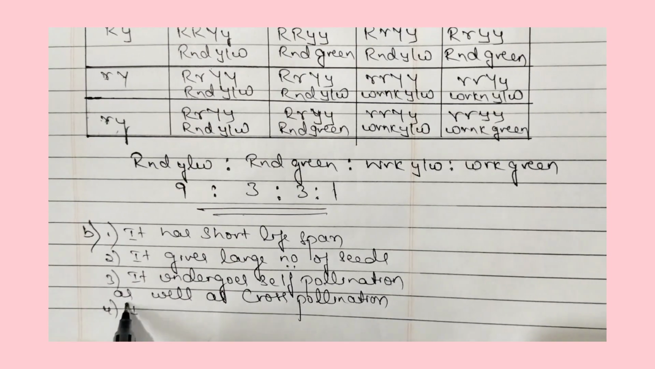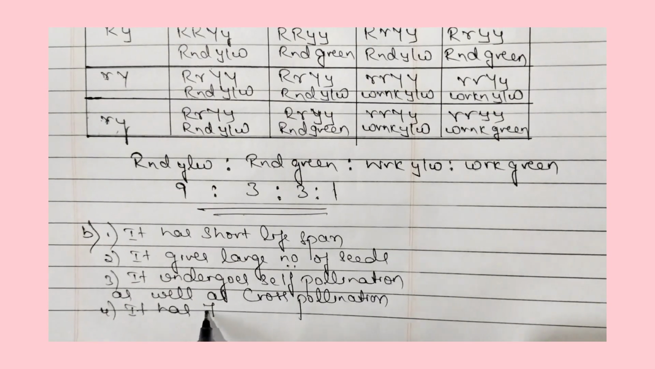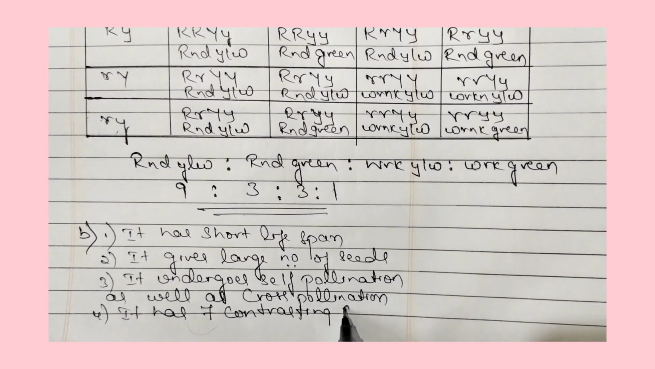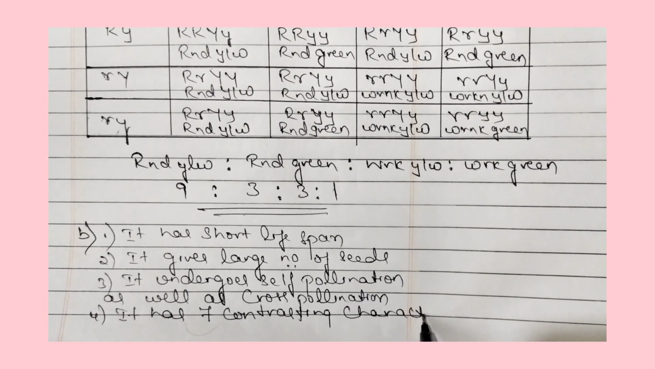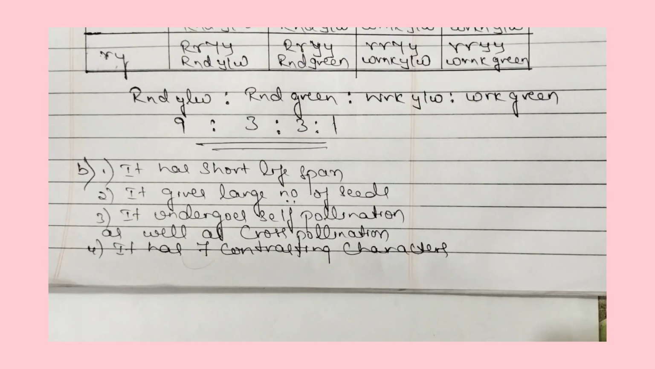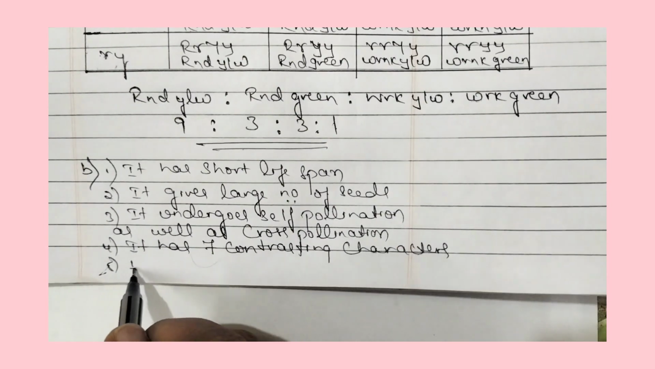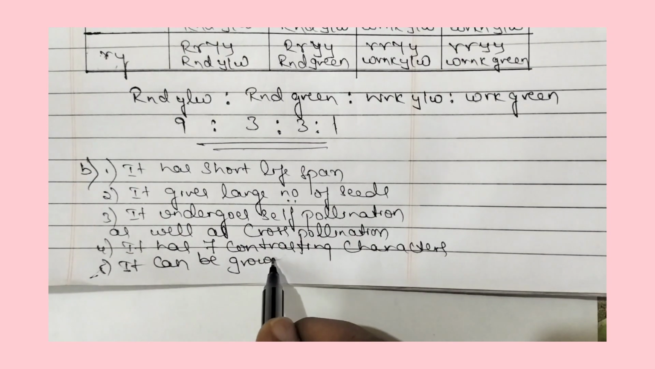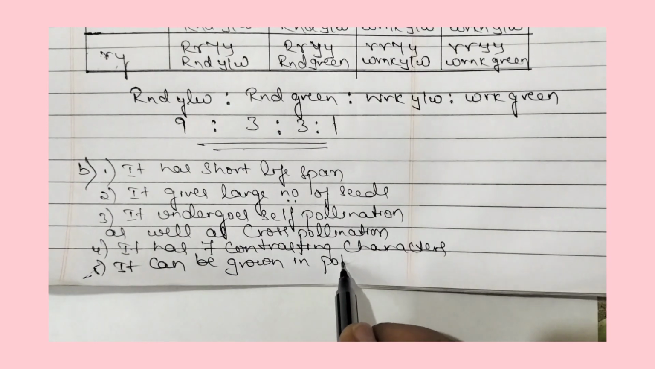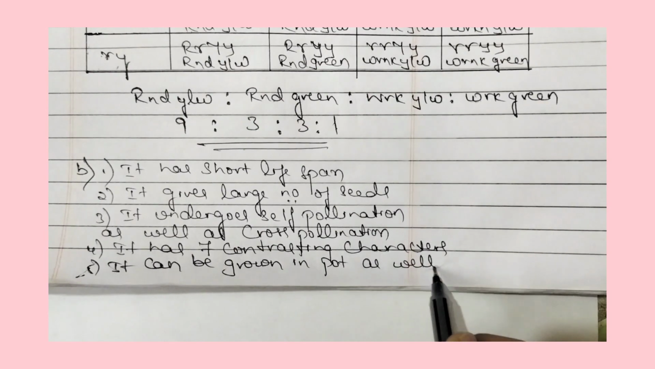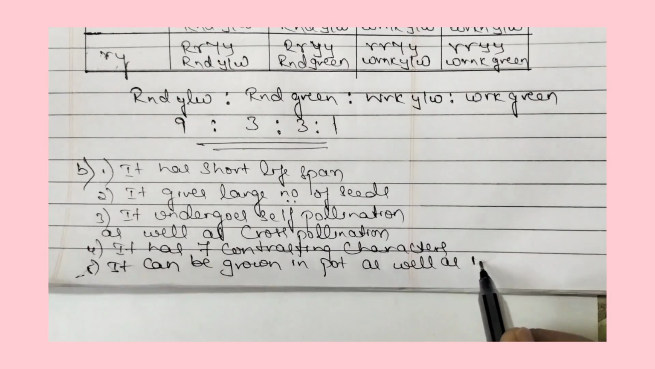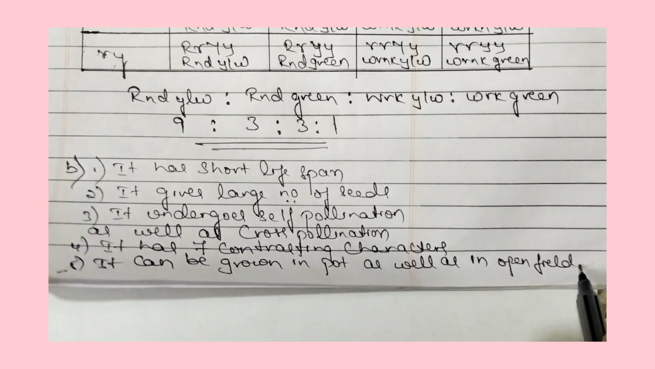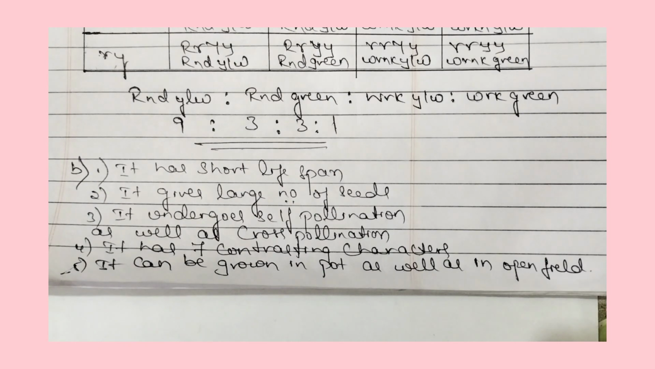Then the fourth one is, it has 7 contrasting characters. And the last point, why he has selected the pea plant, because it can be grown in a pot as well as in open field. So these are the points that you have to write.